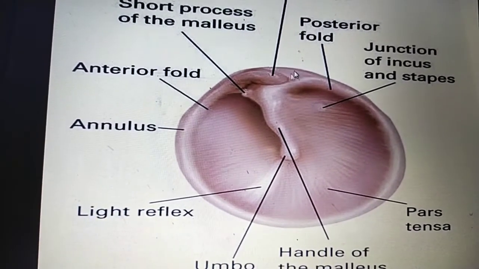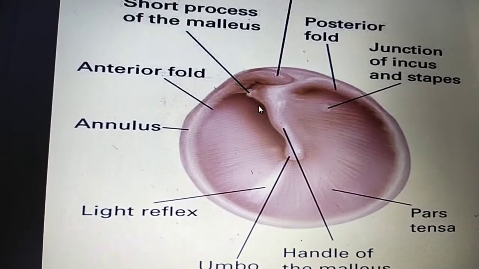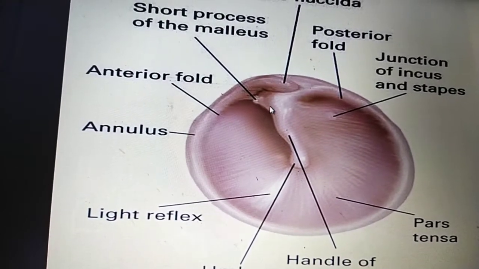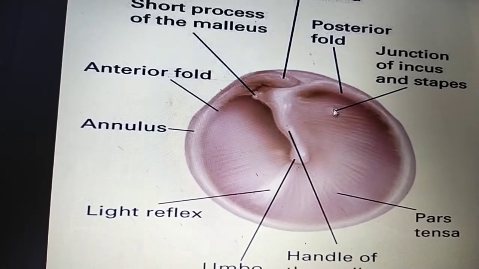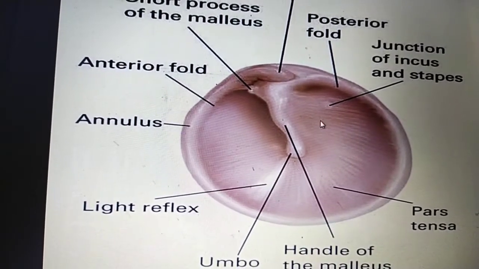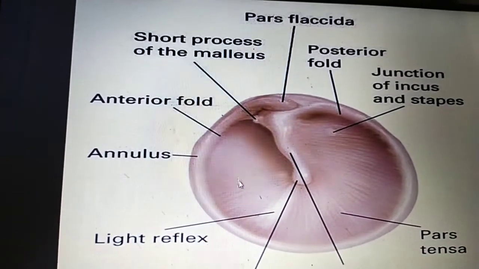You can see here these are the folds, and the part above the fold is the pars flaccida. It is attached to the malleus bone, and here is the junction of the incus and stapes, which you can also see in this.